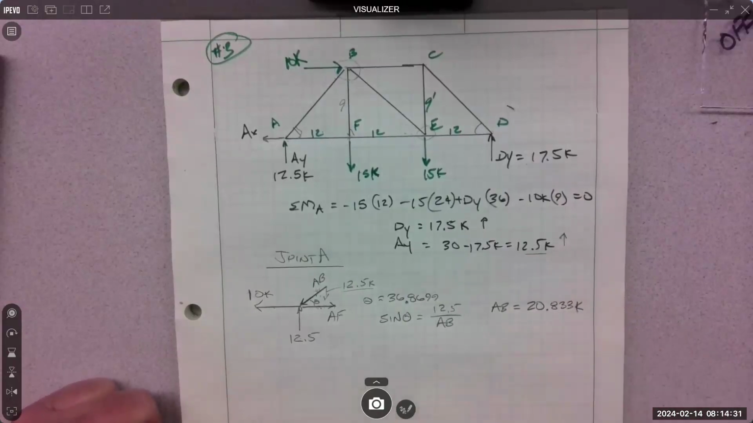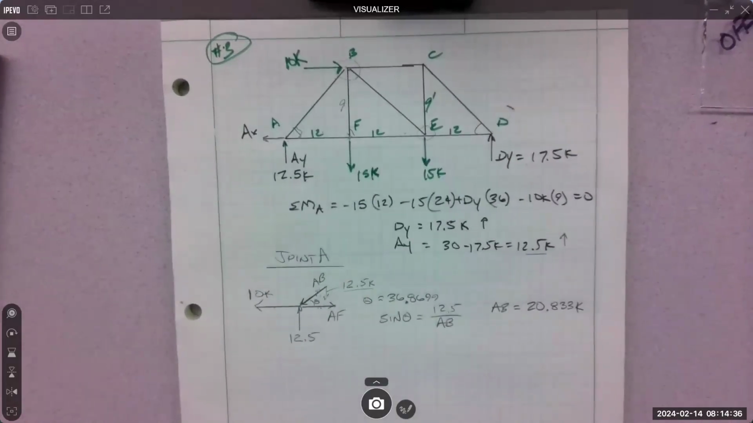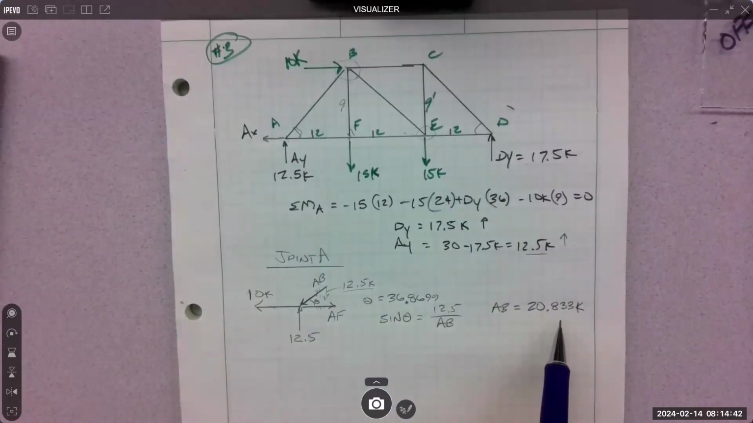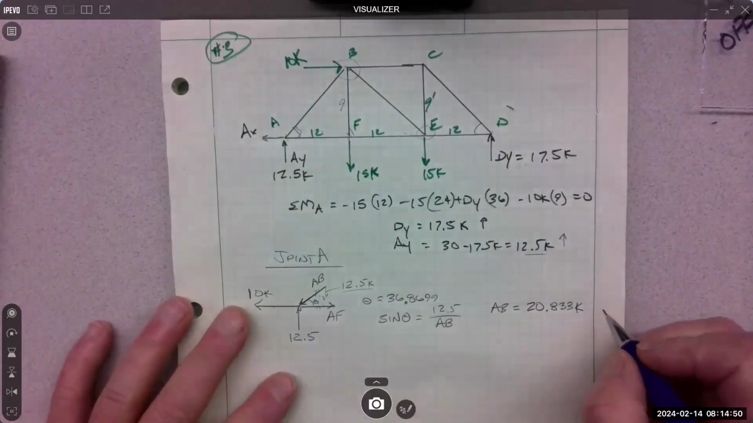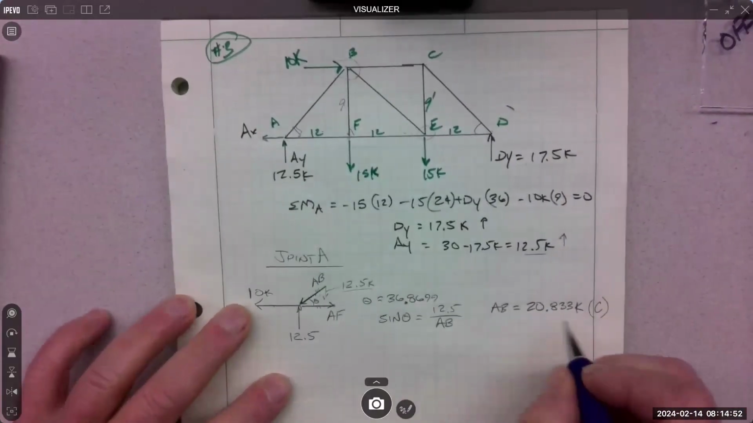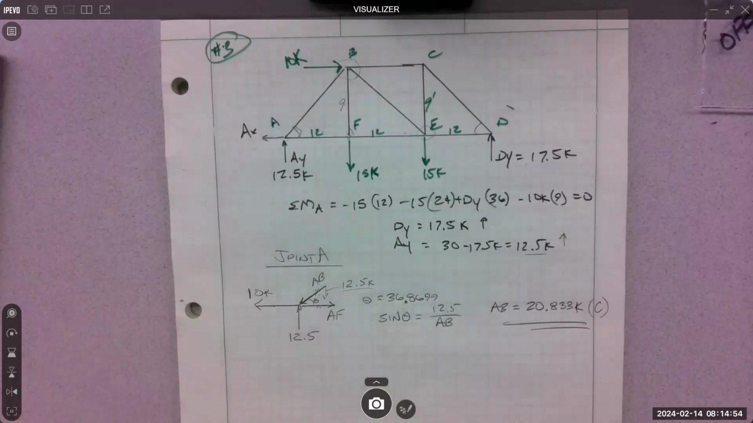Yes, and AF would be in the book, we'll talk about that. Yeah, we'll prove it. Is this compression or tension? That would be tension. Careful. Oh, it's heading to the point. Yeah, so it goes into the point. It's compression. That's what I have. So there's our first member done. Now we need AF.